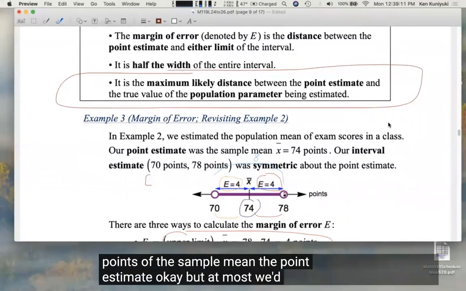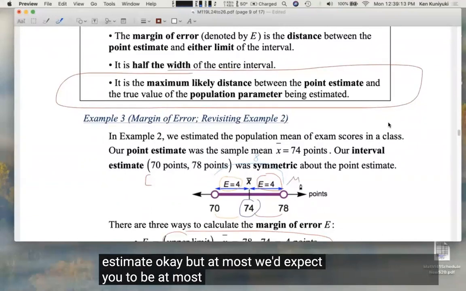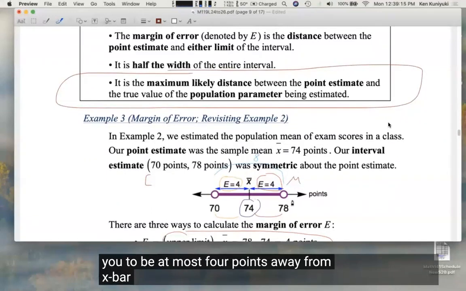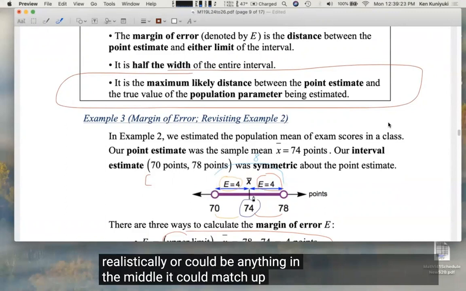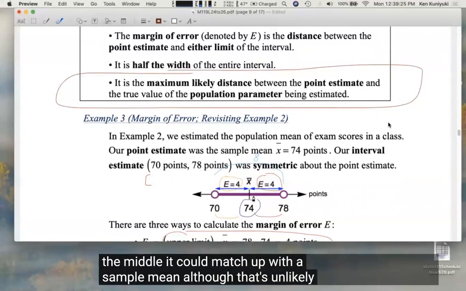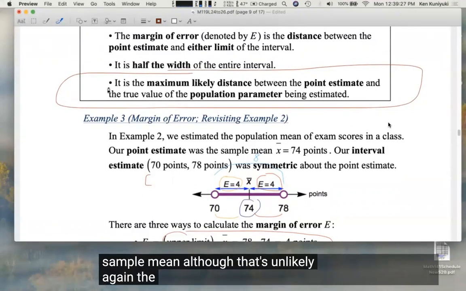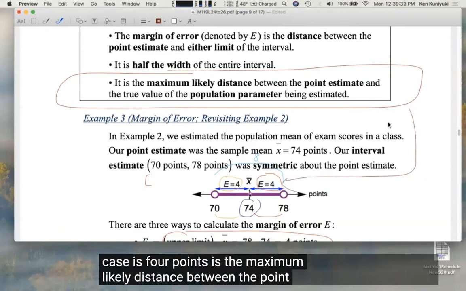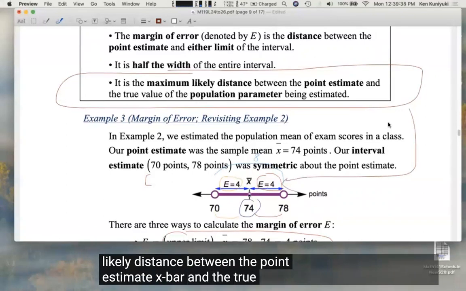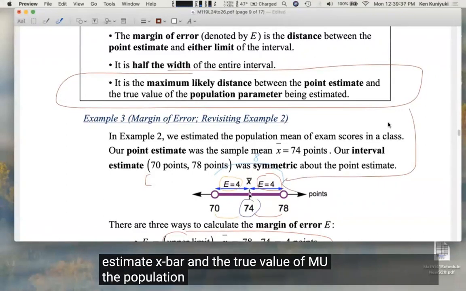Okay, but at most we'd expect mu to be at most 4 points away from x bar. So at most mu could be 78 points realistically, or as low as 70 points realistically, or it could be anything in the middle. It could match up with the sample mean, although that's unlikely. Again, the margin of error, which in this case is 4 points, is the maximum likely distance between the point estimate, x bar, and the true value of mu, the population parameter we're interested in and that we're estimating.